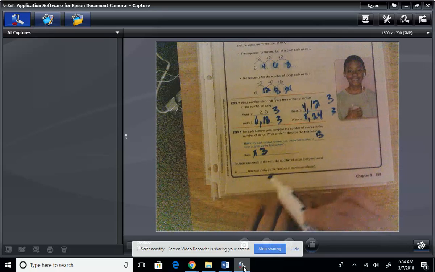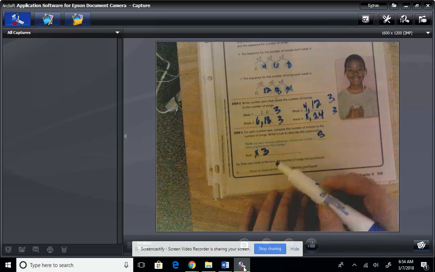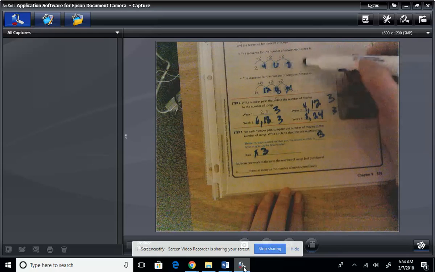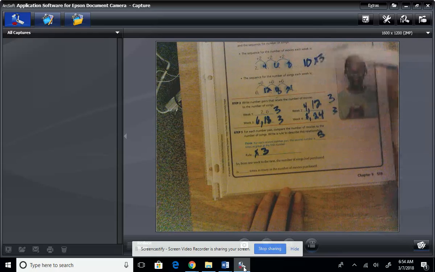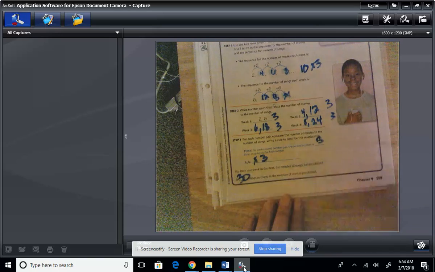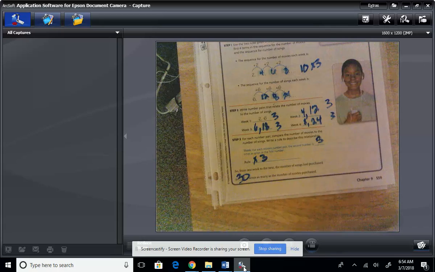So the next one will be what? I've just got to look here, and it's 10. 10 times 3 would be 30. Cool.